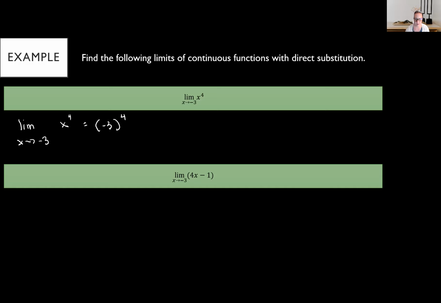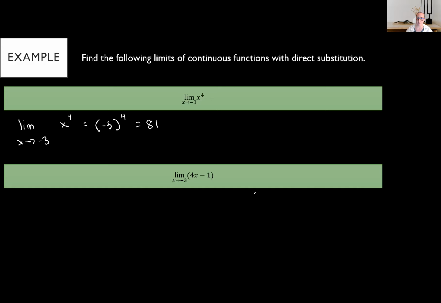And I don't know what -3 to the 4th is, so I'm going to do that on my calculator. 81. Okay. So we have the limit as x goes to -3 of x to the 4th. You're just plugging -3 in. So you get -3 to the 4th, which is 81. So your limit is 81.